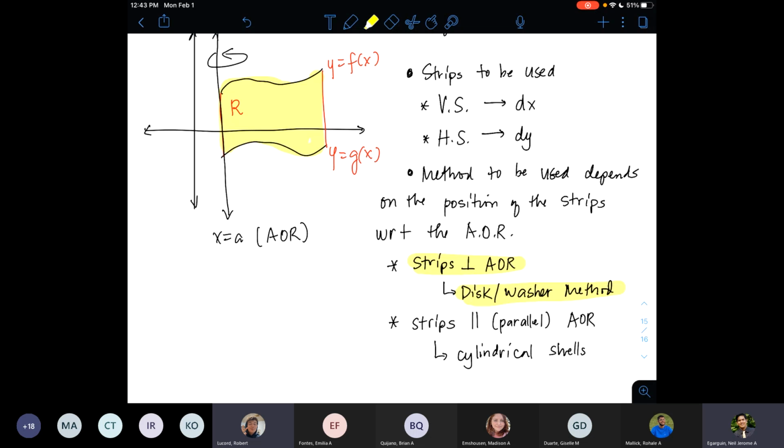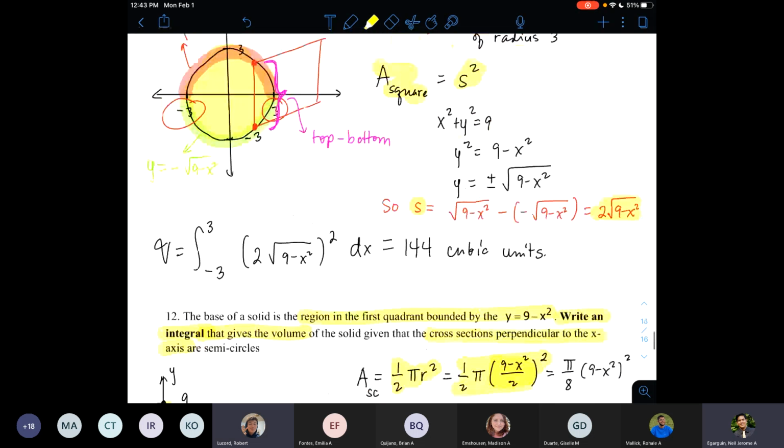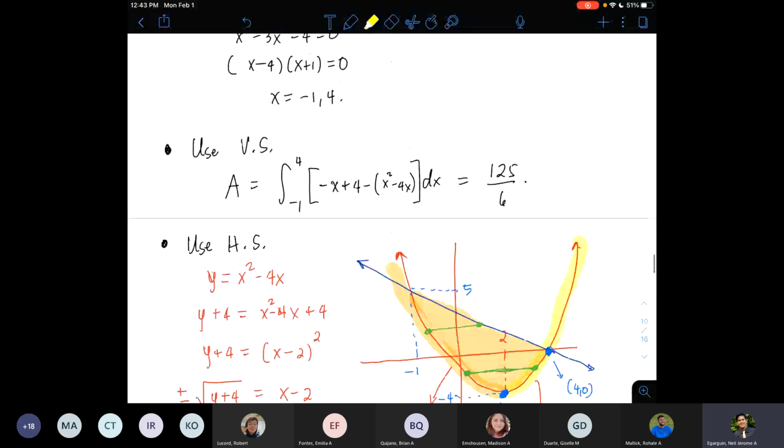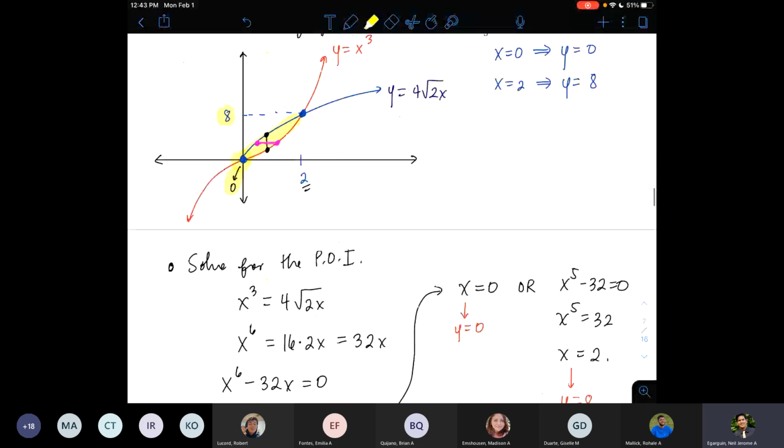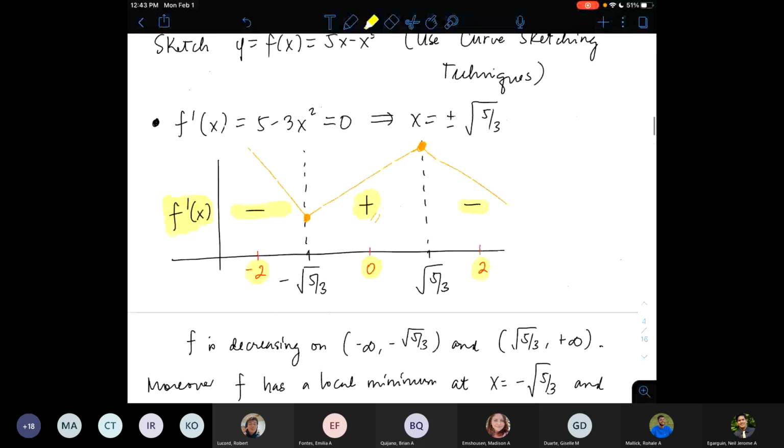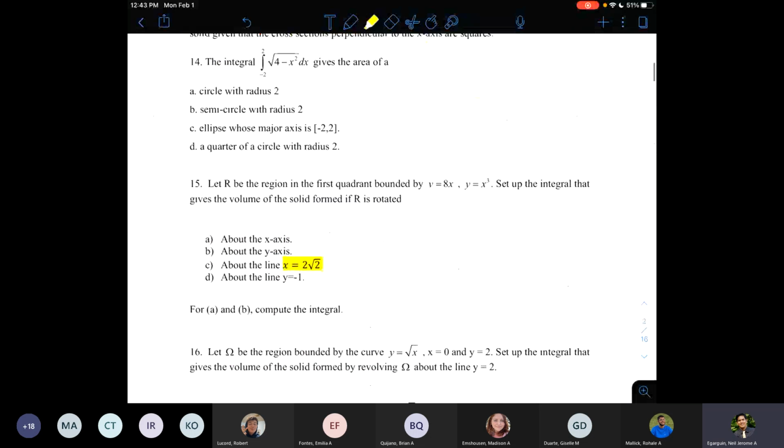So let me go to, yeah, sorry, go ahead. The AOR is just the axis that the shape is around? Yes, okay. That's the axis with respect to which you need to revolve the region to get your solid. Okay. Thank you. So let me copy paste problem 15. Yeah, hold on.